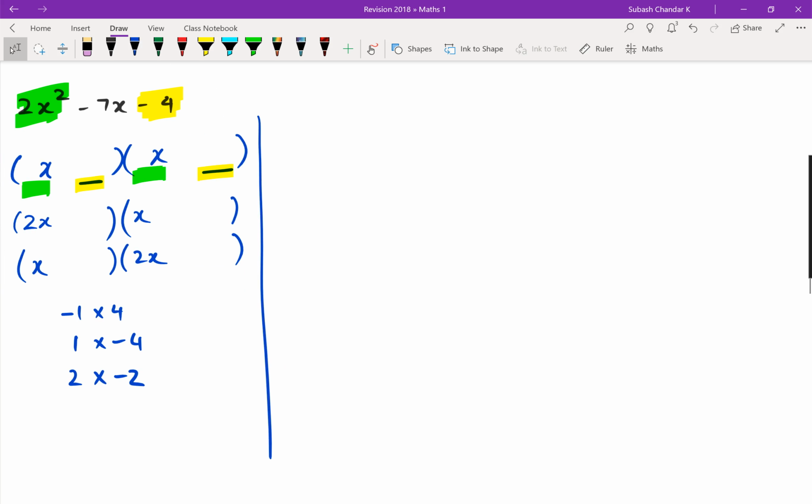The second method I'm going to show you guys is partial factorizing. So what you do is you start off with this. You take the 2 and multiply with the -4, and you end up with -8.